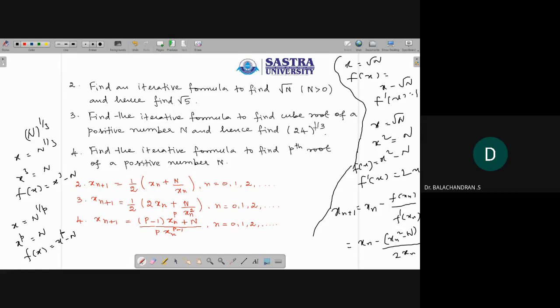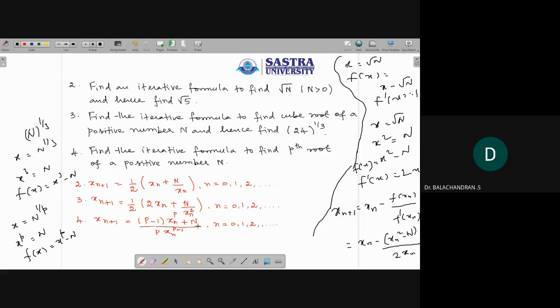So that is the x naught value. That is very close to 24 whole power 1 by 3. But for this, because this is a pth root of x power n, I think here we don't take it. They don't ask any particular value for the fourth problem. To find a particular value only, we need the x naught value. So here they are asking only for the iterative formula.